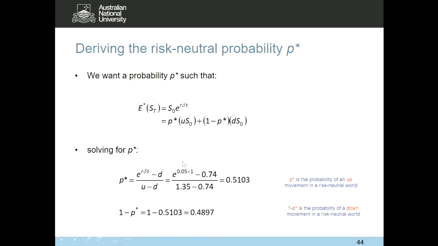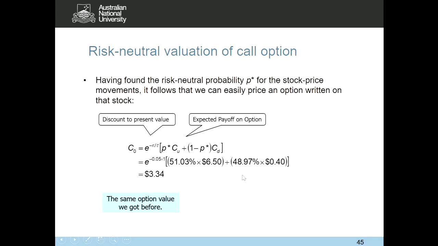We know what the risk-free rate is. Risk-free rate is 5%, and delta t is 1 year, and that is the proportional decrease, and that's the difference between u and d. So we work out the risk-neutral probability of going up is 51.03%. So 1 minus P star gives us the risk-neutral probability that the share price will go down. All right, so basically we work out the risk-neutral probability.